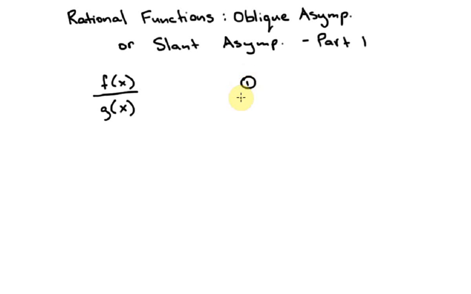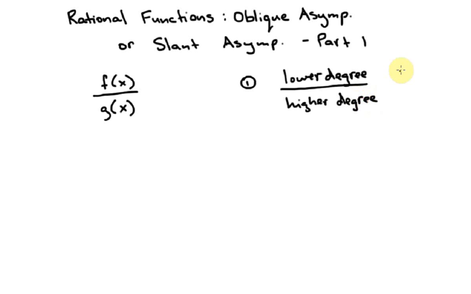So category number one: if the top has a lower degree than the bottom. So if the polynomial on top has a lower degree, and there's a higher degree on the bottom. For example, it could be something like x cubed on top, and x to the 5 on the bottom. That situation always tells us that we have a horizontal asymptote of y equals 0. So that's category number one.